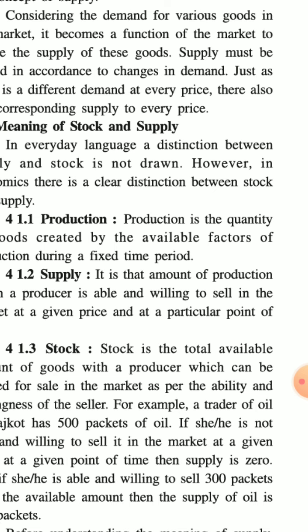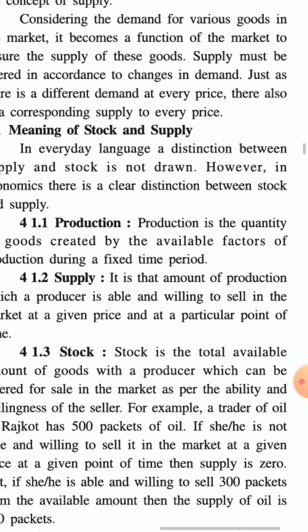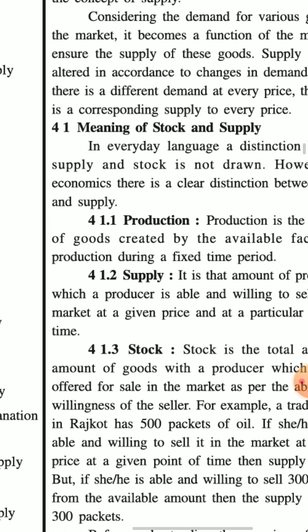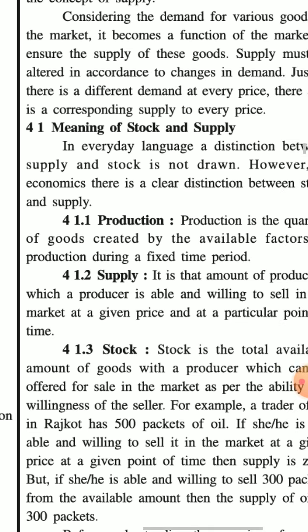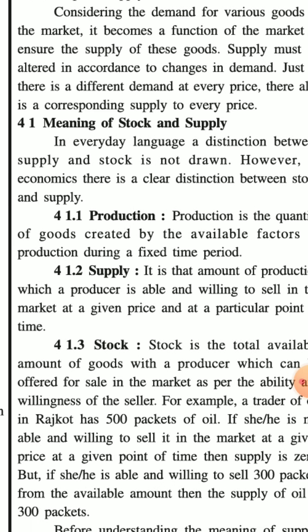Okay, so that production will take place with all the available factors for a fixed period of time. So that is called production. Supply is what? It is that amount of production which a producer offers at one price and at a particular point of time. See, supply is talking about what?